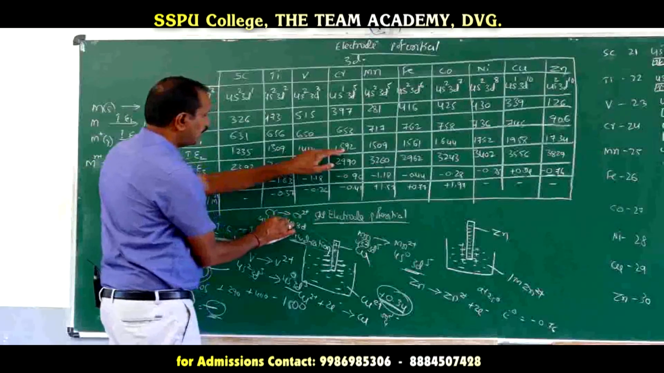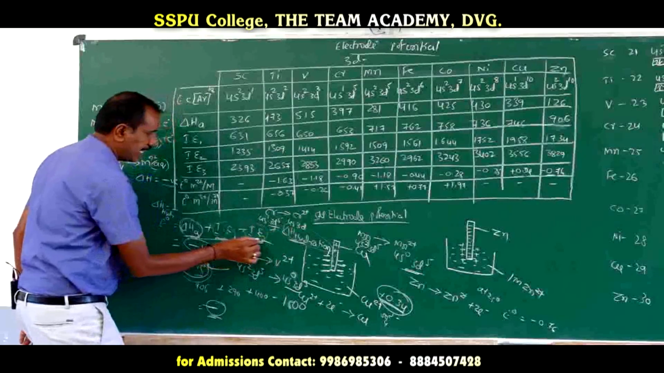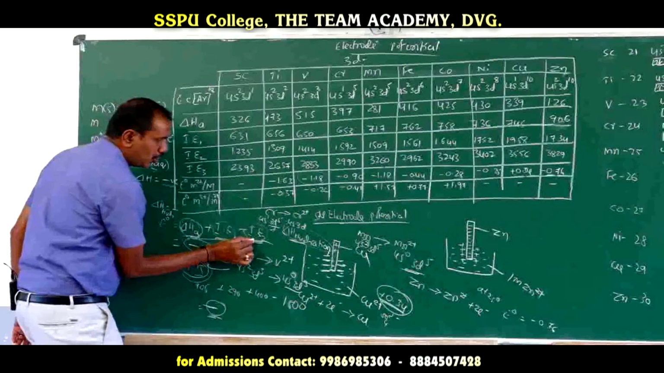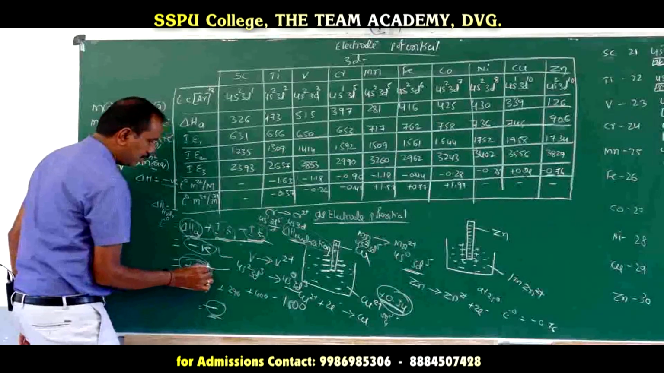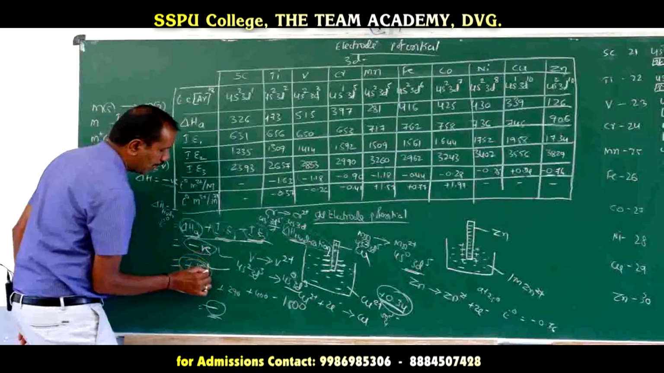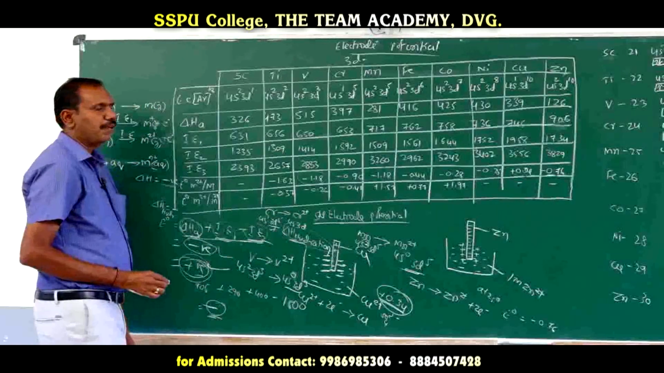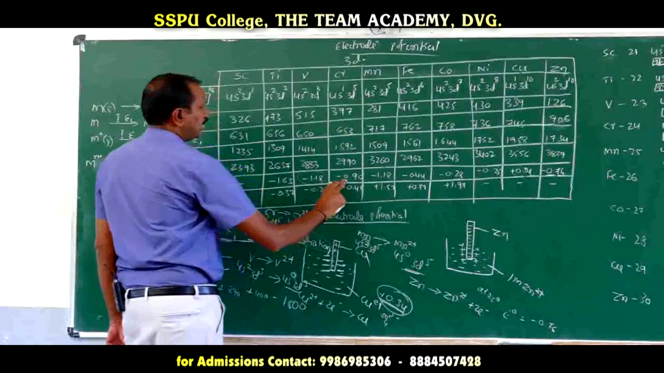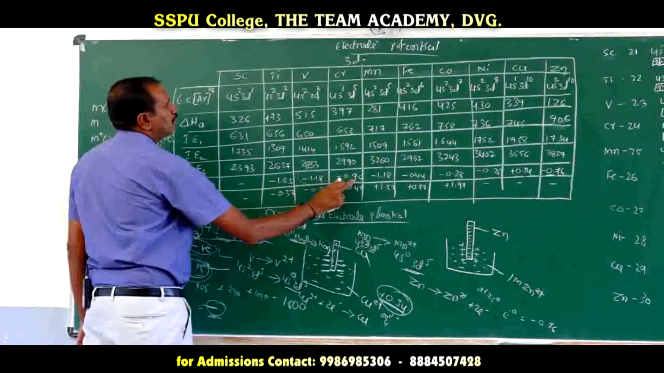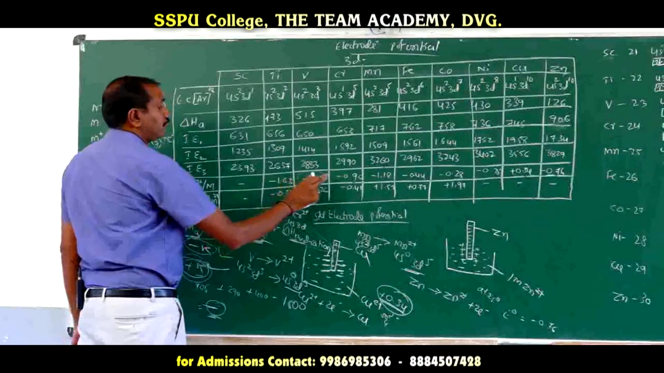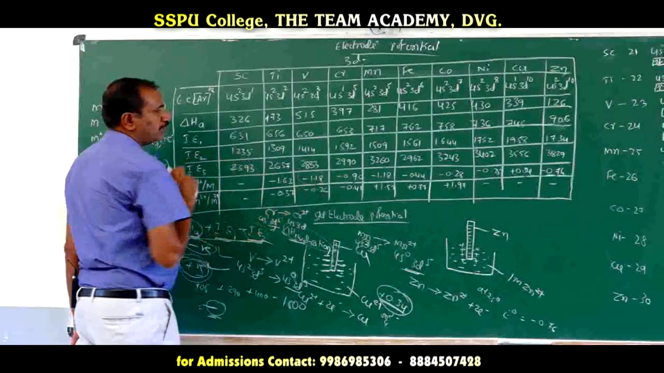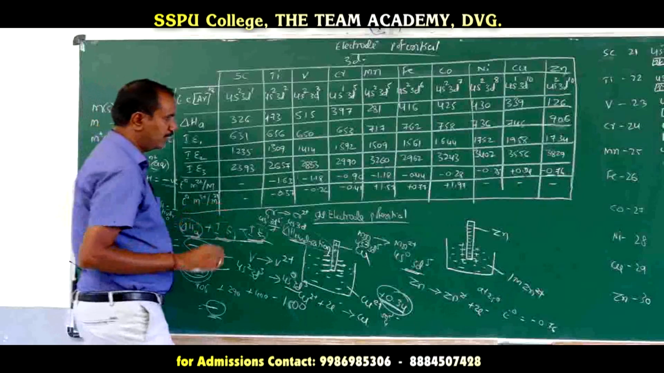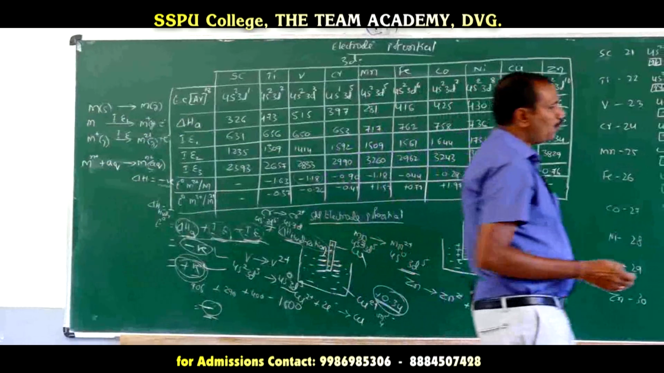If the second ionization value is very high, meaning IE2 is very high, then automatically we get a lesser negative, or nothing but positive values. Therefore, in case of chromium, the E0 value is less negative than that of vanadium.